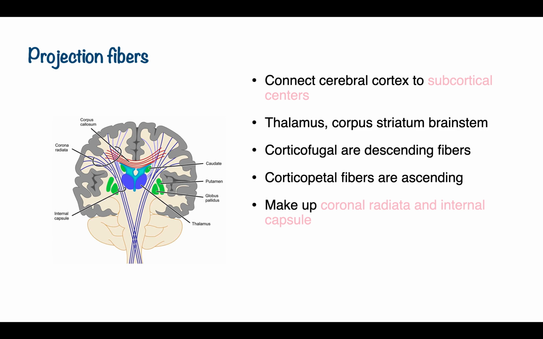The projection fibers are going to connect the cerebral cortex to the subcortical centers, and that will be the thalamus, the corpus striatum, and the brainstem. The corticofugal fibers are going to be your descending fibers, while the corticopetal fibers are ascending. And those will make up the corona radiata and the internal capsule. So here is your internal capsule.